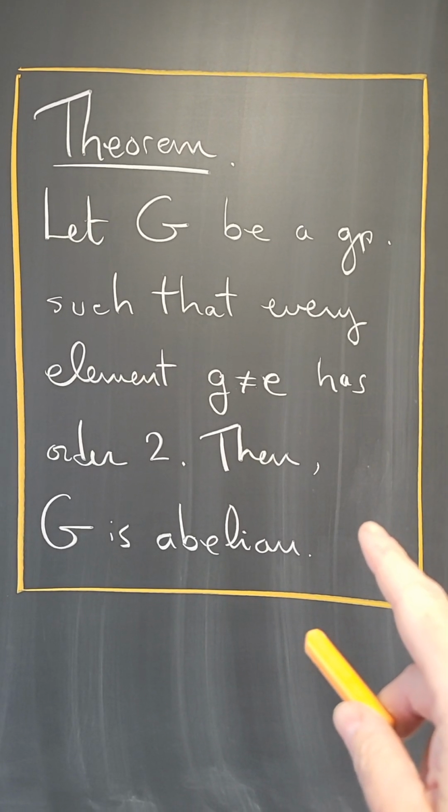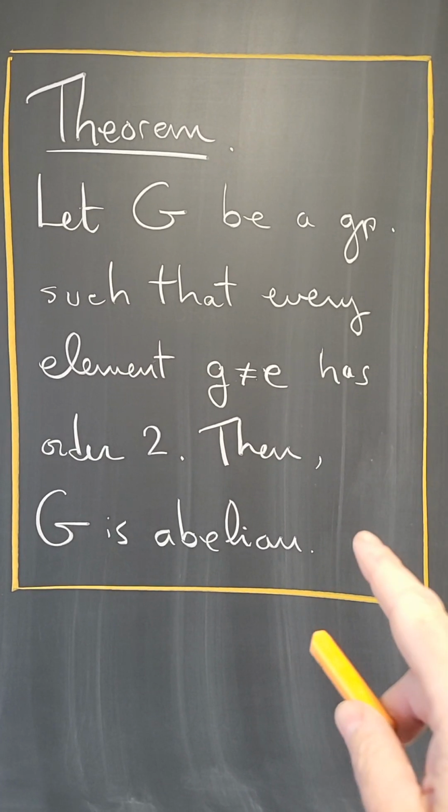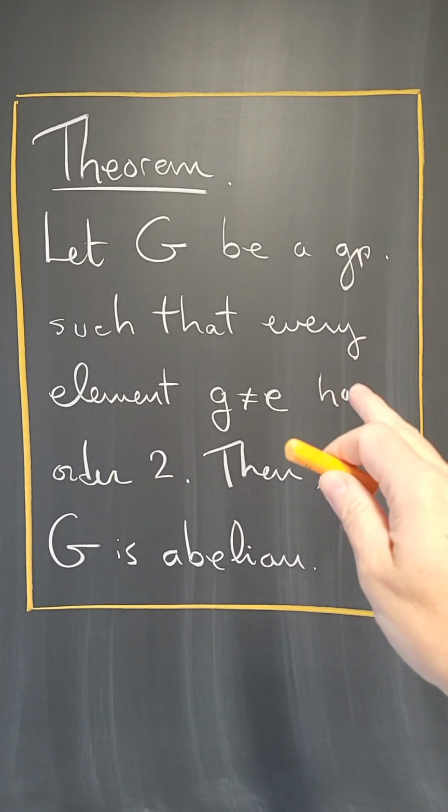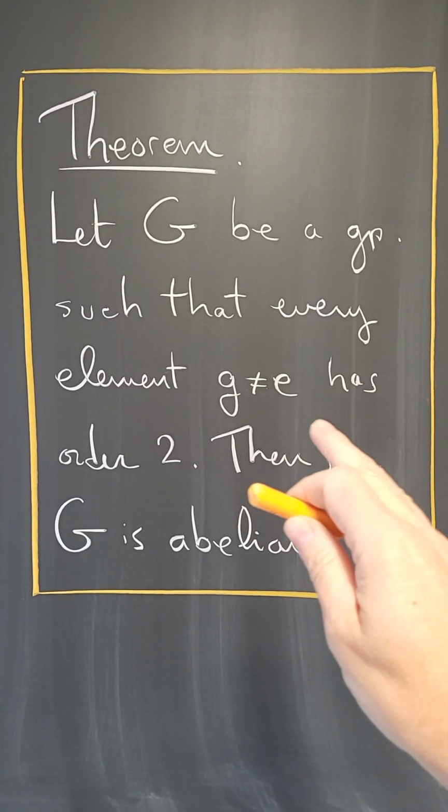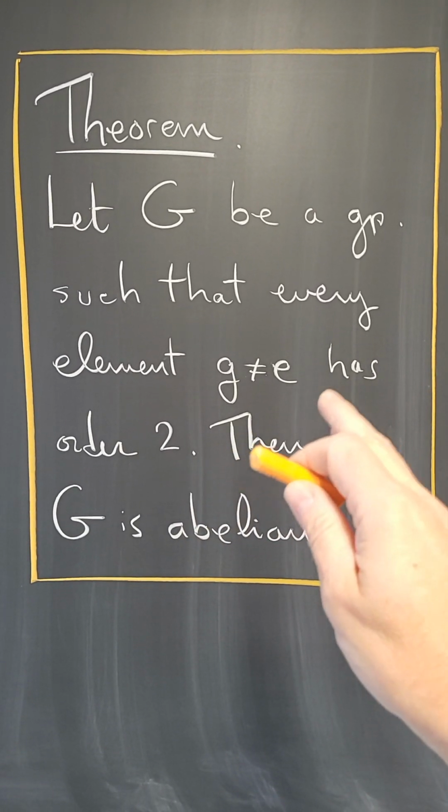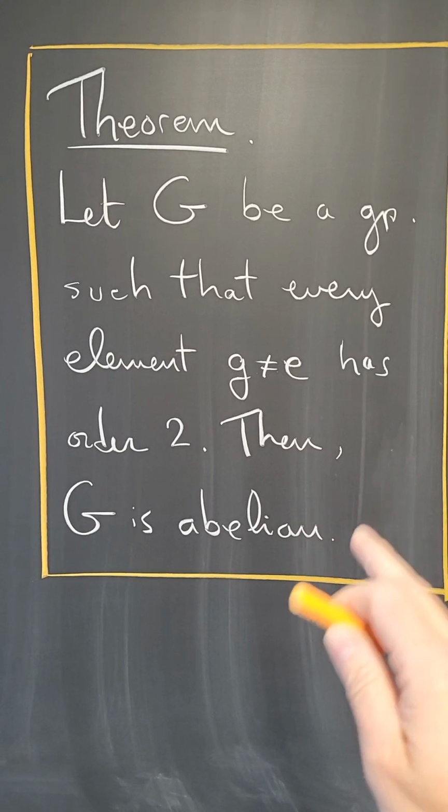This is quite an interesting theorem in group theory, so let's give a proof. The statement says that if G is a group such that every non-identity element has order 2, so g squared is the identity for every g, then G is abelian.